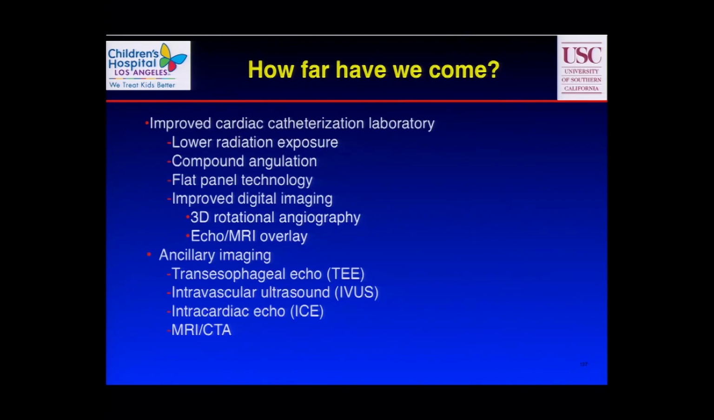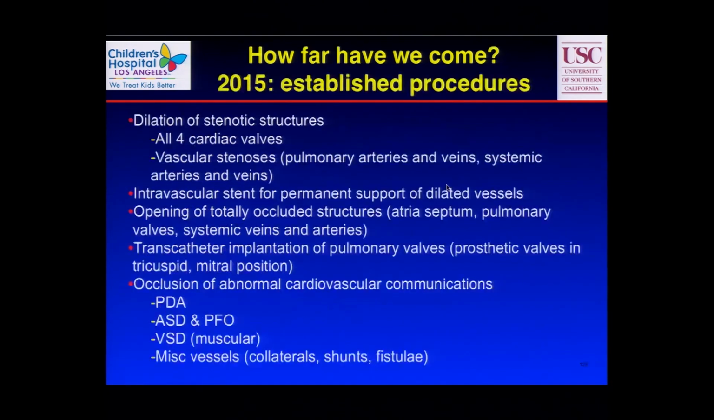So how far have we come? We've improved the cardiac cath lab in terms of the machinery. We lowered the radiation. We've improved the angulation and the flat panel technology. We have 3D rotational angiography. We have all the extra help from echo and MRI. We have a lot of ancillary imaging using TEE and IVUS and ICE and CT and MRI to help us in the interventions. We have many established procedures now, right?